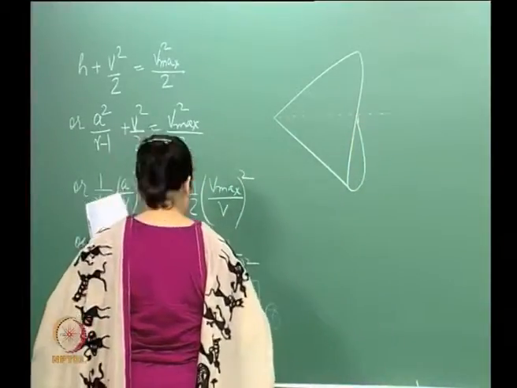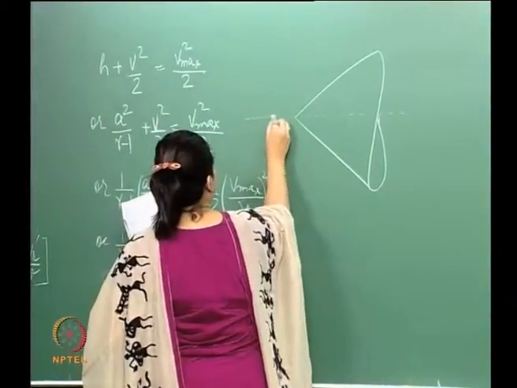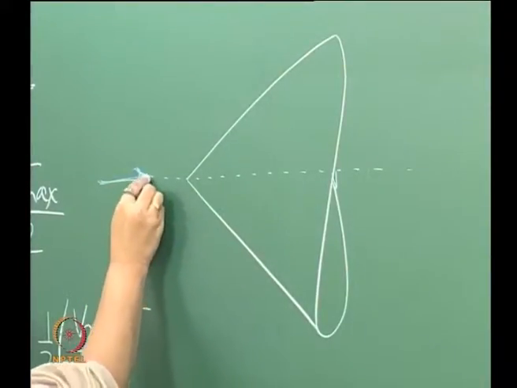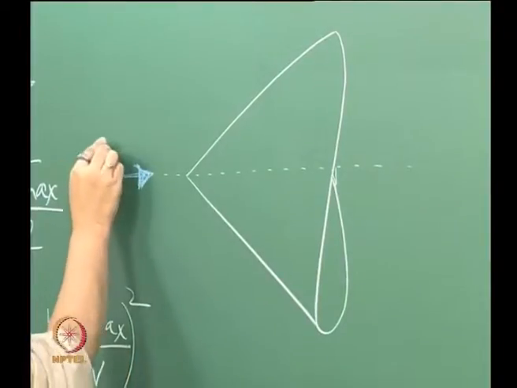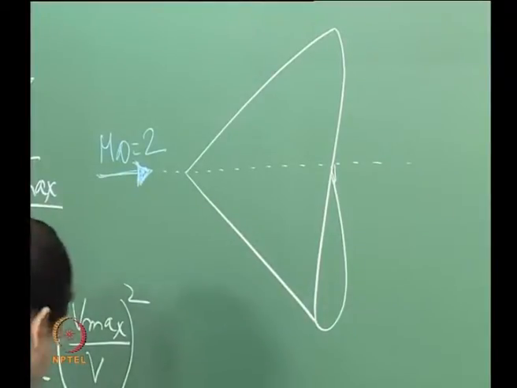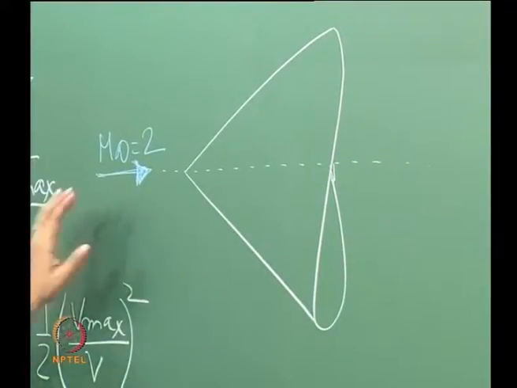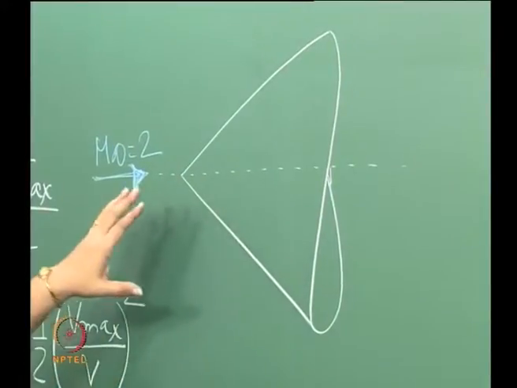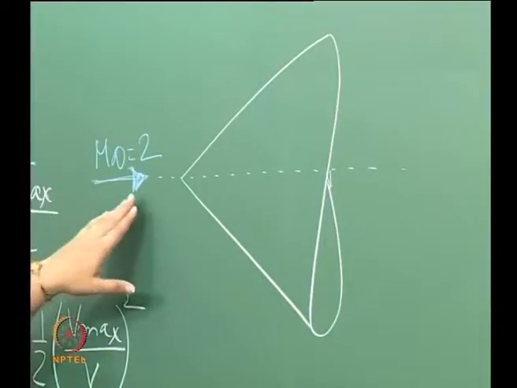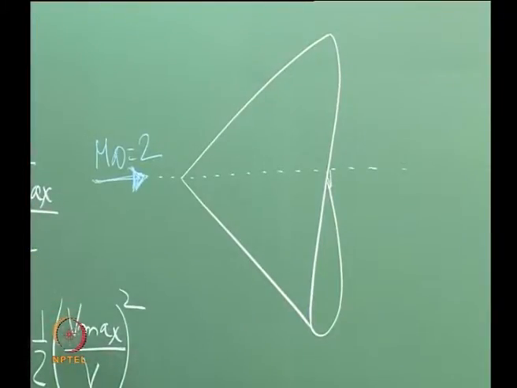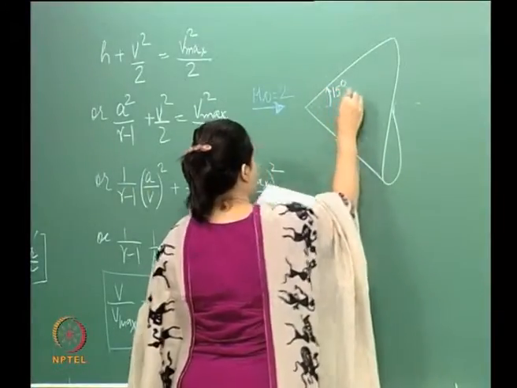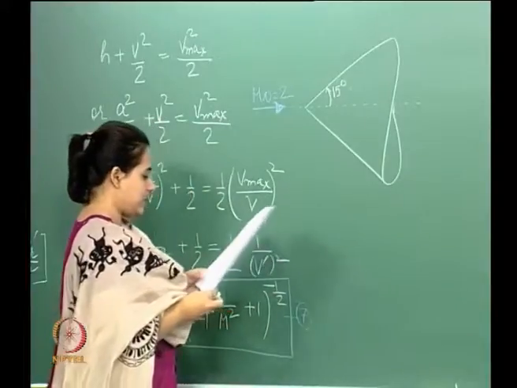Okay. We have a cone like that. So, we have a free stream. I have a cone with a line of symmetry, and this cone is inclined at 0 degrees to this free stream, which is Mach number 2, and the cone half angle is given to be 15 degrees.